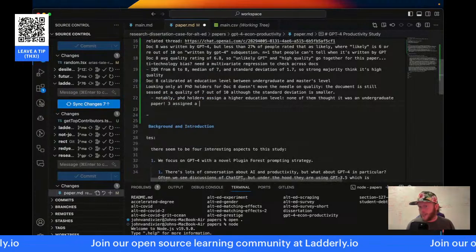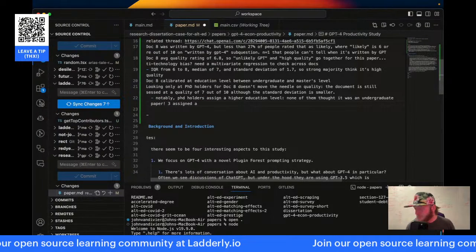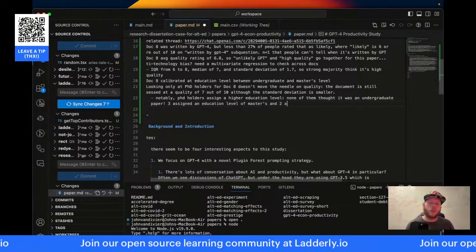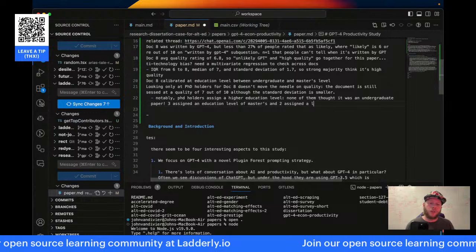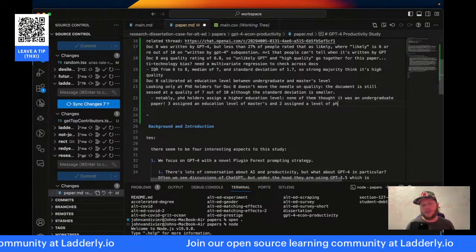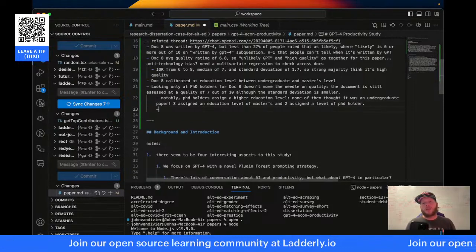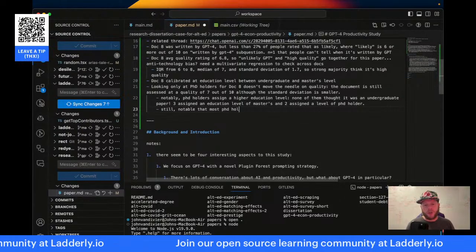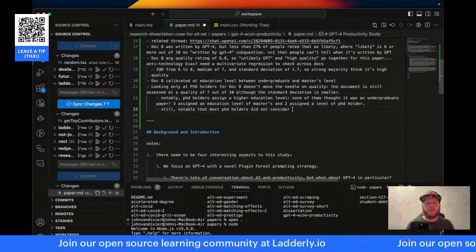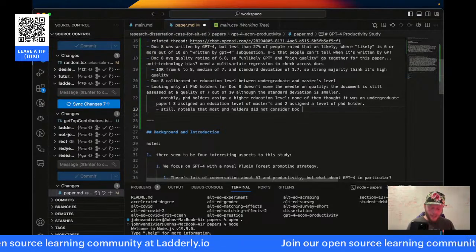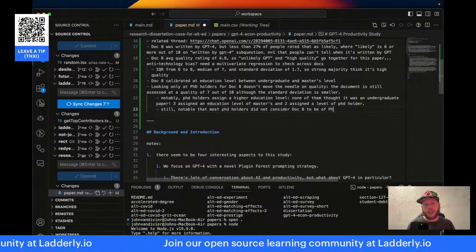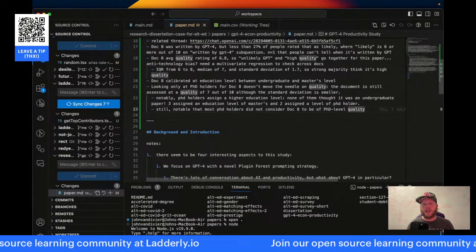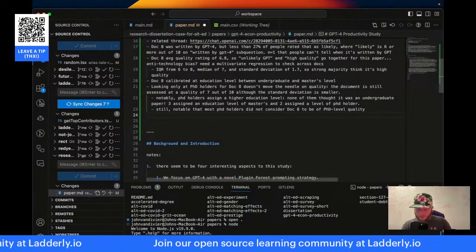Three assigned an education level of master's, and 2 assigned a level of PhD holder. Still, notable that most PhD holders did not consider Doc 8 to be of PhD level quality. Okay, so this is an interesting note, and now we want to find out about other documents.